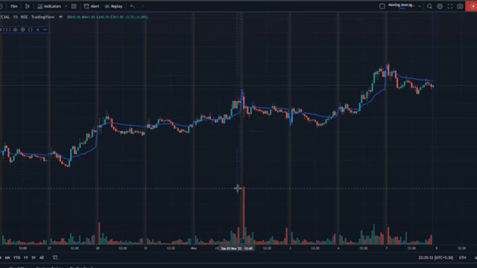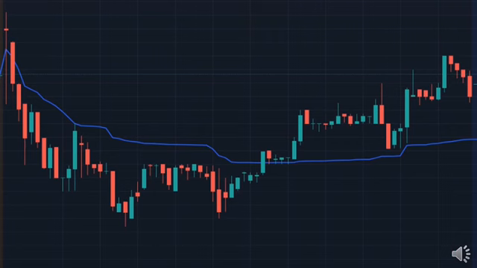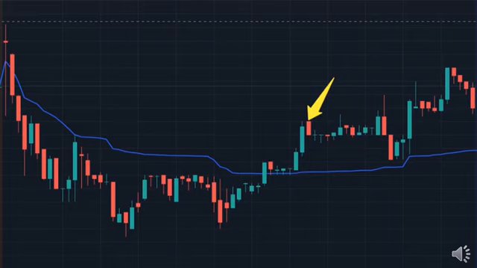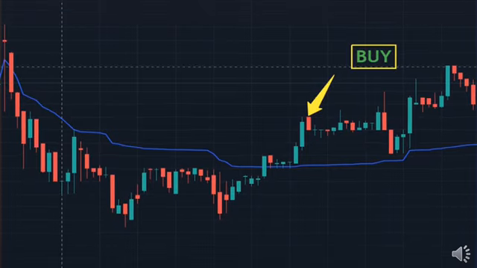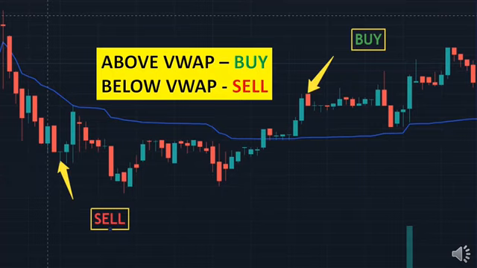So now let's see how we can trade using the concepts of VWAP. One of the benefits of VWAP is trend identification. So remember one golden rule in trading with VWAP. Whenever you see a price trading above VWAP, it's on the buy side, and whenever you see a price trading below VWAP, it's on the sell side. So the golden rule is above VWAP it's a buy, and below VWAP it's a sell. So whenever the price is above VWAP, you will never think about selling, and whenever the price is below VWAP, you will never think about buying, at least during the initial days of trading. So now let's see how we can trade using VWAP.